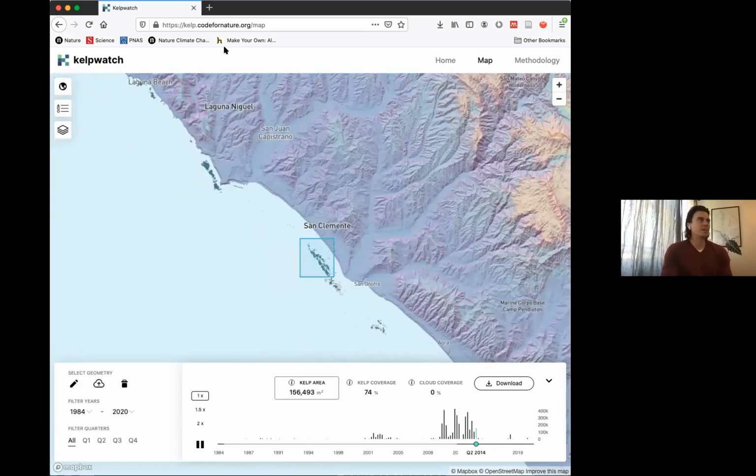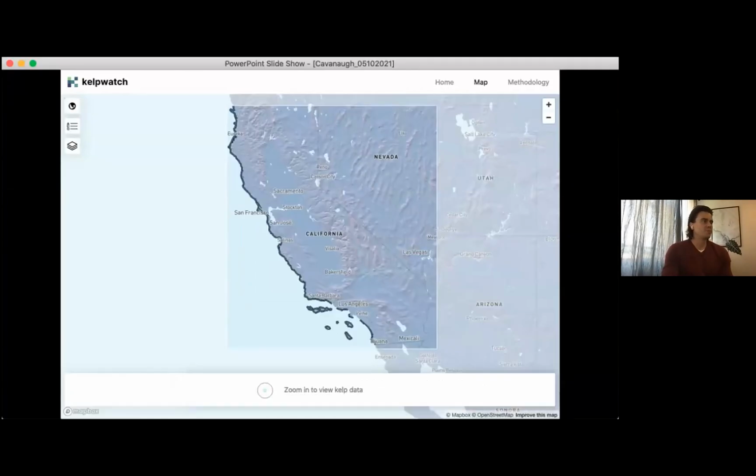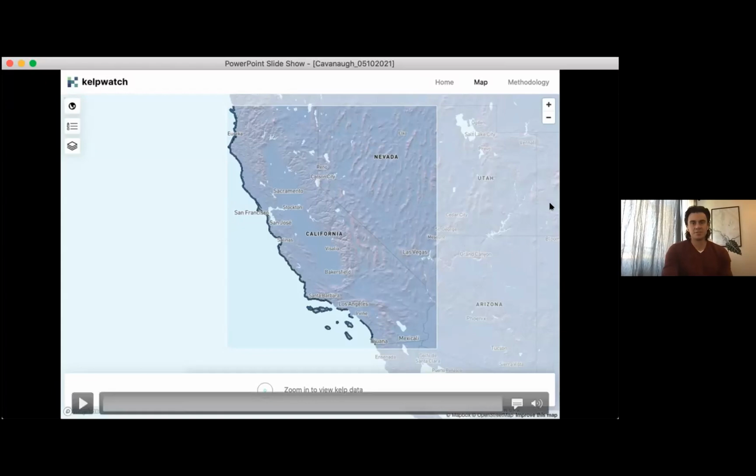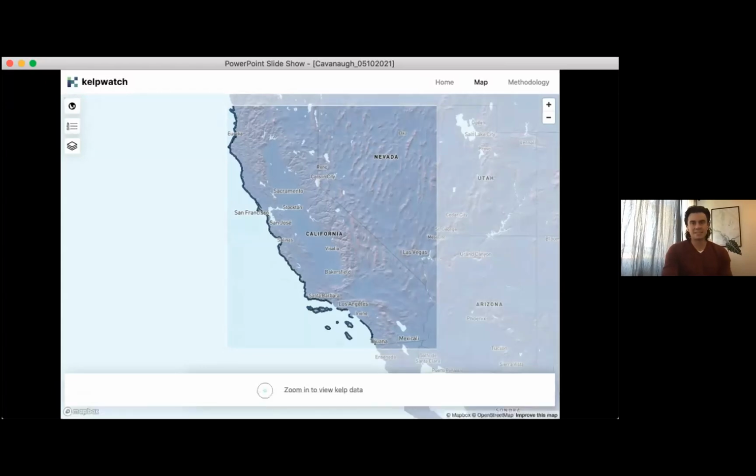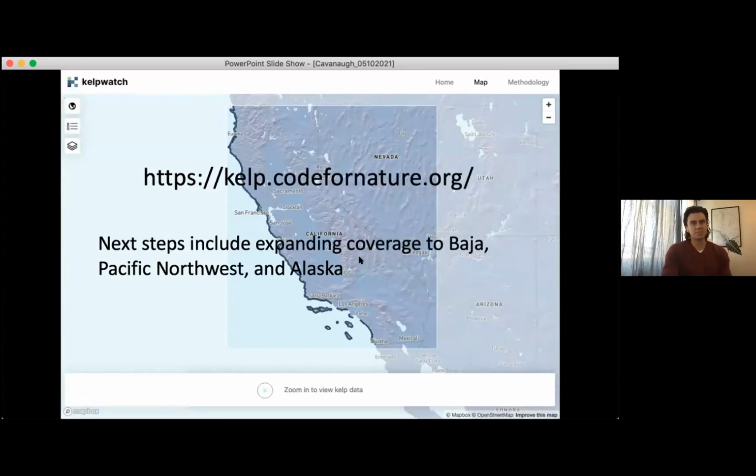Again, I encourage everyone to go play around with this. Take a look at how kelp is changing in your favorite bed. You can find this at kelp.codefornature.org, supported by the Nature Conservancy. Right now we have the state of California. Plans are to expand this to Baja, up through the Pacific Northwest, and then into Alaska in the near term.